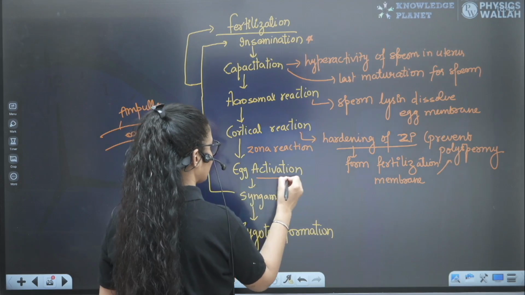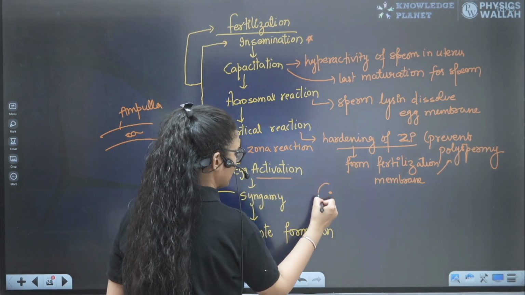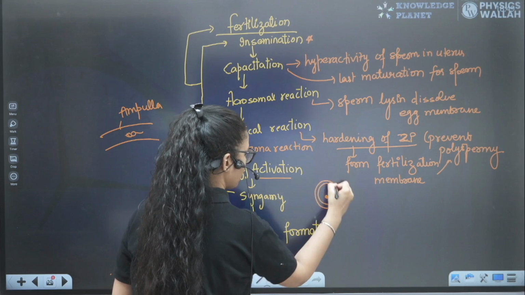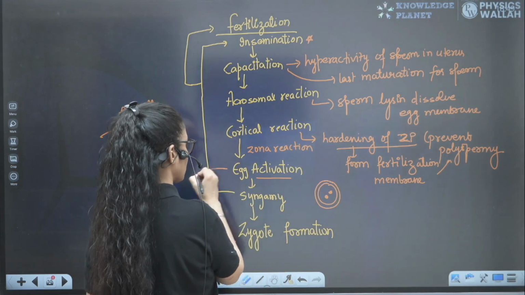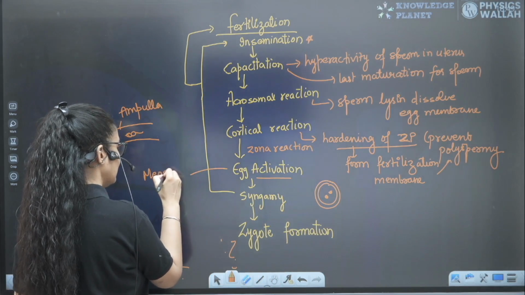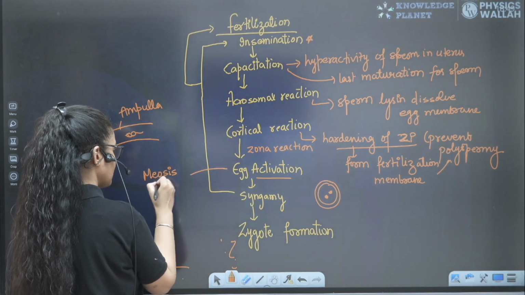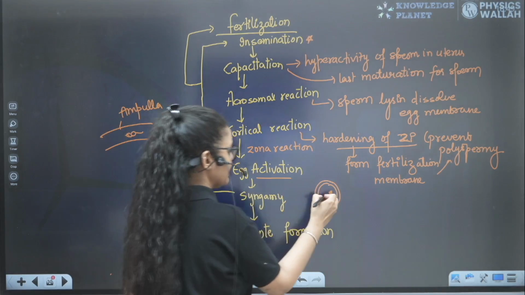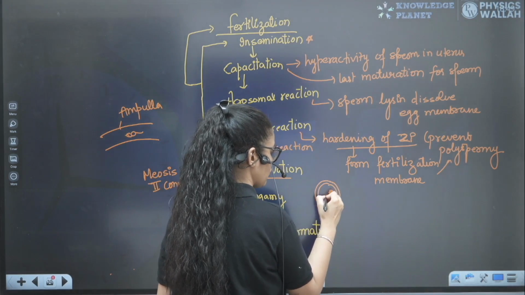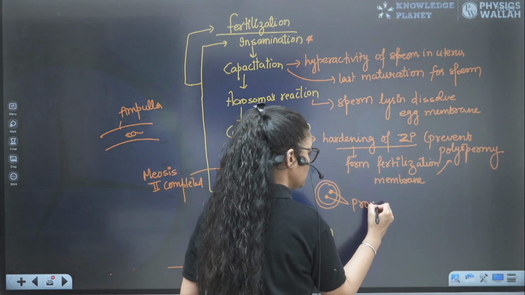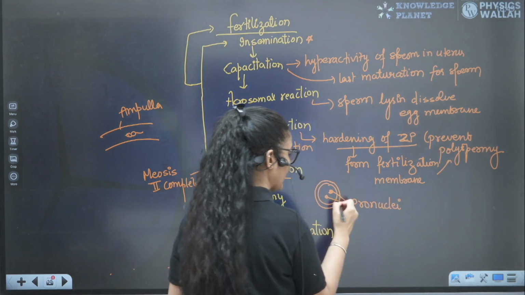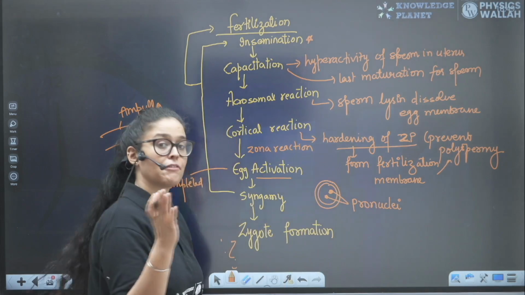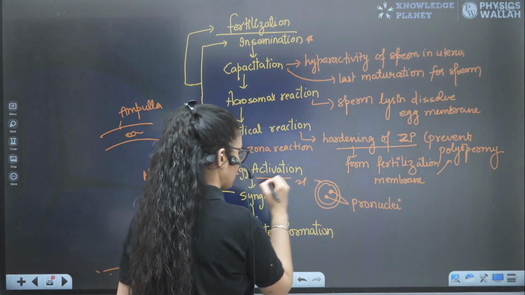So now the egg will be activated, means the sperm nucleus will enter inside the egg, right? And finally meiosis. So egg activation means meiosis 2 will be completed. As the sperm touches the egg, meiosis 2 is completed. And finally this ovum has been formed and this is the nucleus of the sperm. These are known as pronuclei. Pronuclei means one nucleus of egg, other nucleus of sperm. This is the zona pellucida layer.